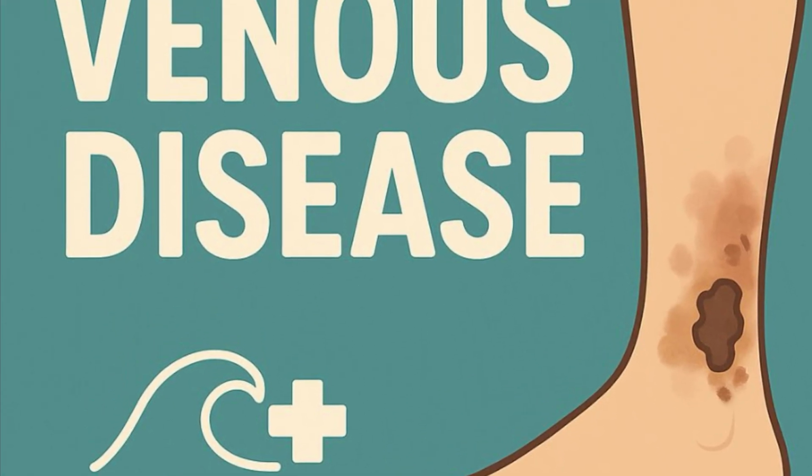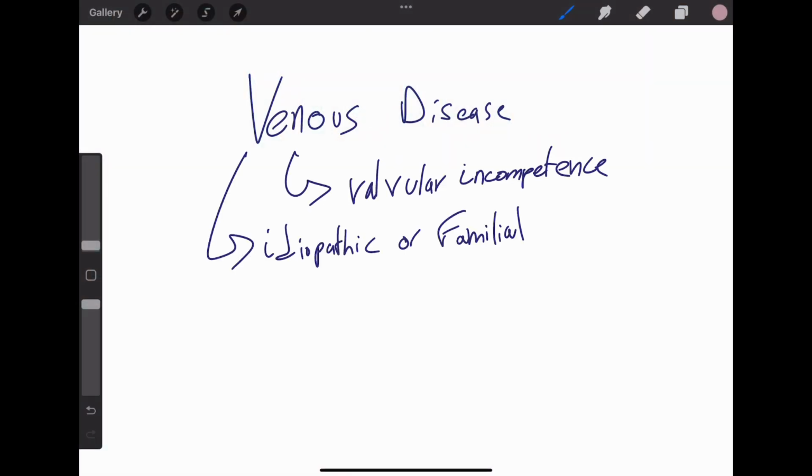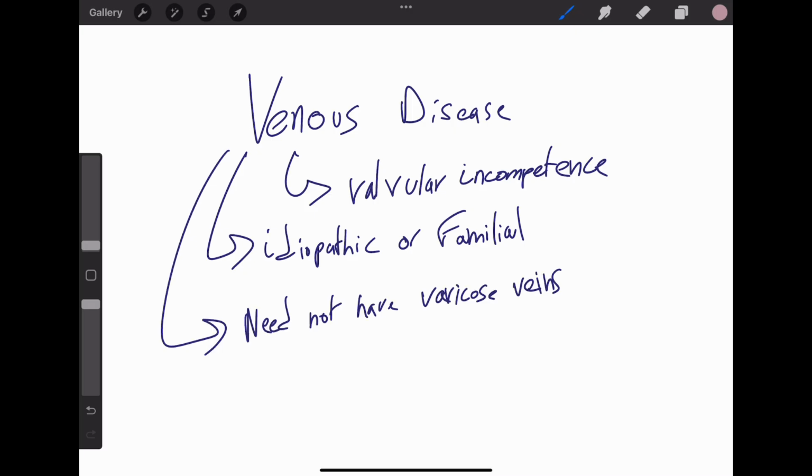Here's what you need to know. Venous disease is due to valvular incompetence. It's usually idiopathic or familial. The patient doesn't necessarily need to have varicose veins. The varicose veins is just one type of venous disease.